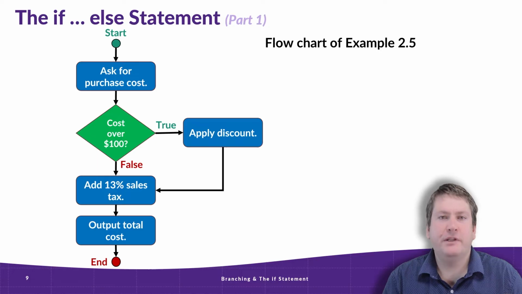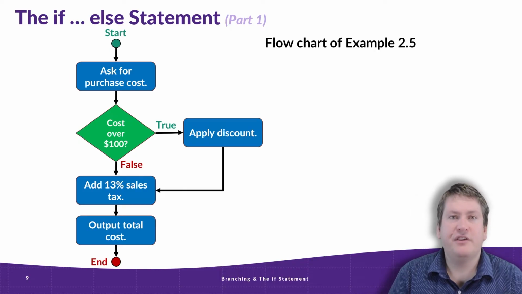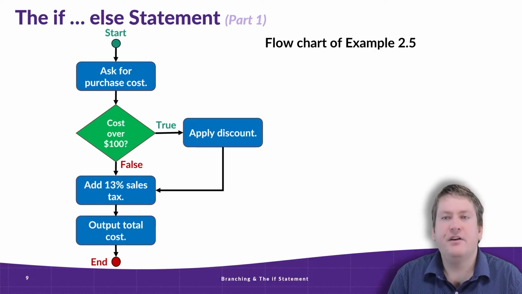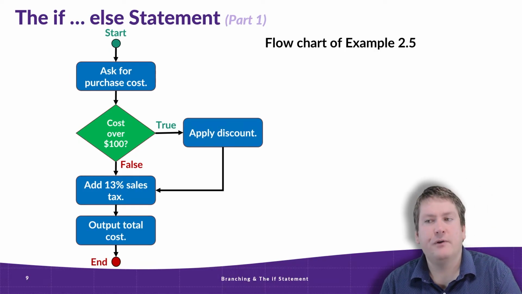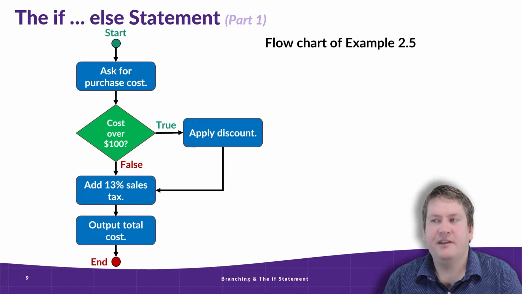So if we wanted to visualize what we just made in Python as a flowchart, it would look something like this. We're asking for the purchase cost. The green diamond here is where we're making the decision. Is the cost over 100? If it is, then we have that special case where we apply the discount. Otherwise, we continue on adding the sales tax.